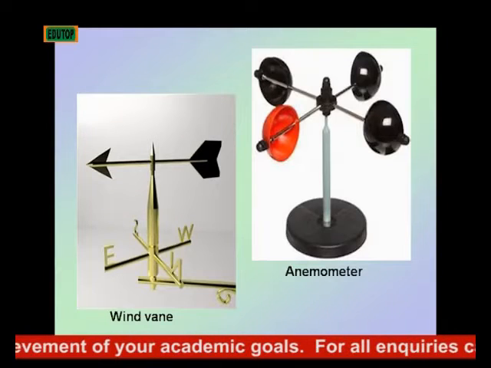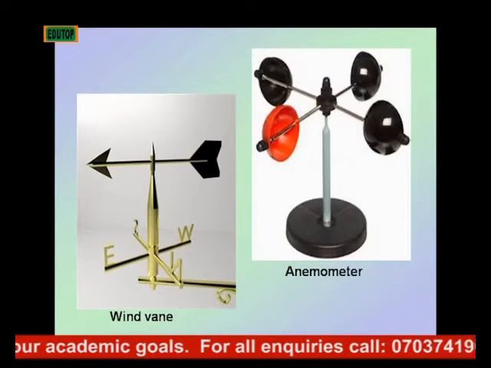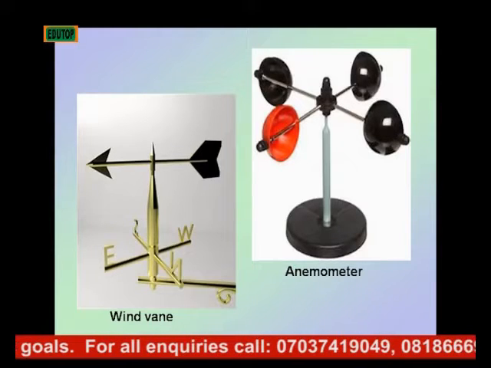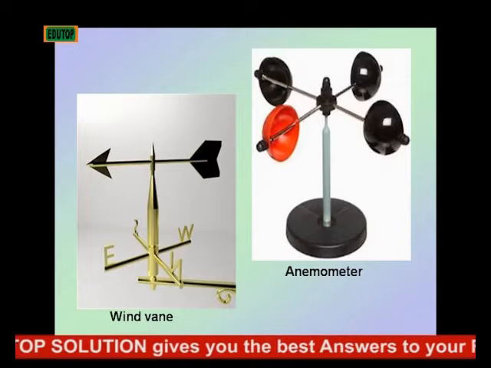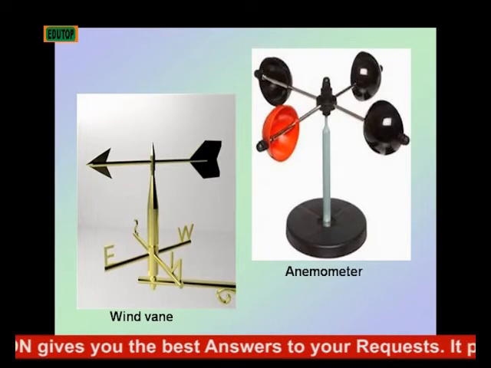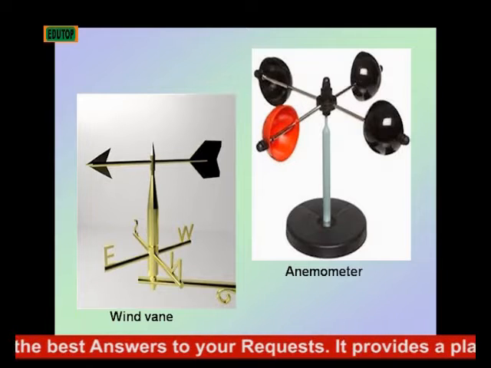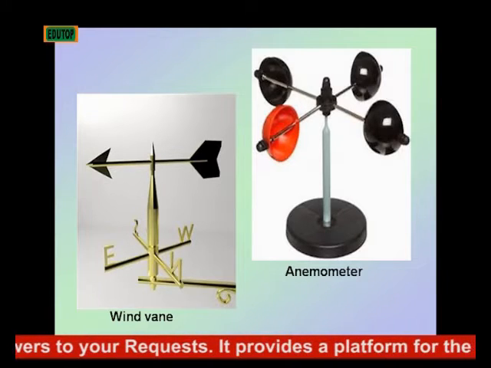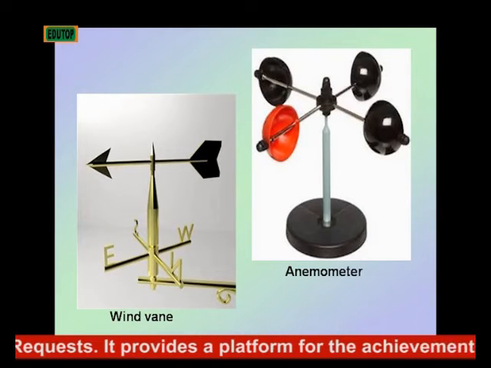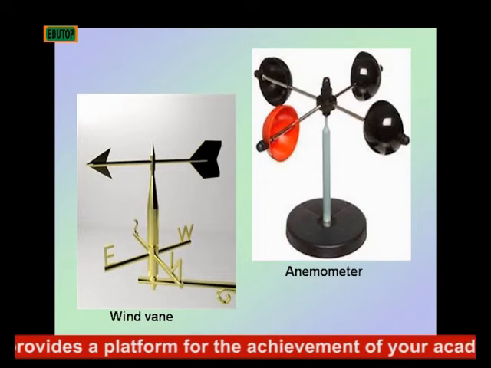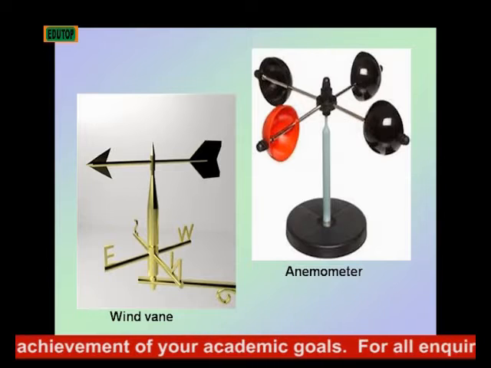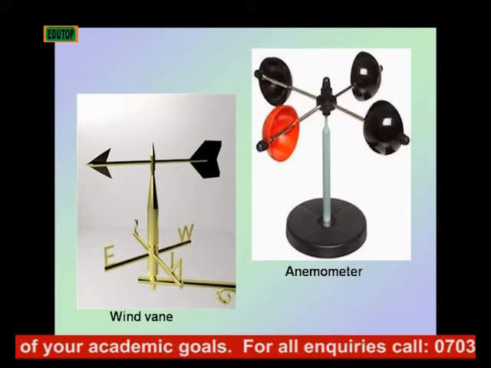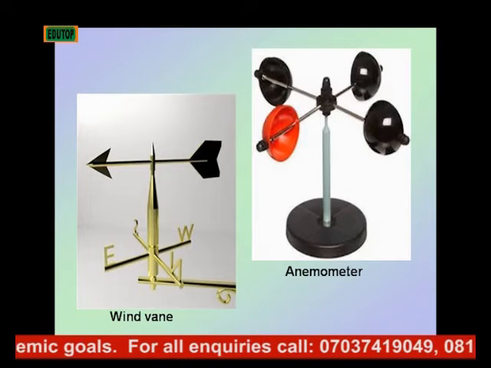Here is an illustration or a diagram showing what the wind vane looks like. It consists of the 4 major cardinal points or locations, which are the north, the south, the east, and the west, which tells the direction of the wind. And here we have the anemometer. It has the stand and 4 cups placed at a central point which rotates, telling the speed of the wind.